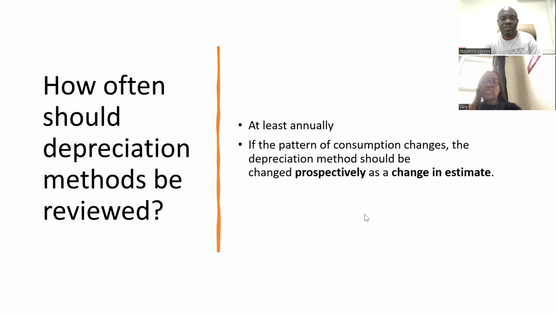Methods should be reviewed at least annually. So how often should depreciation methods be reviewed? You can be reviewing them at least annually, on a year basis. If the pattern of consumption changes, the depreciation method should be changed prospectively as a change in estimate.